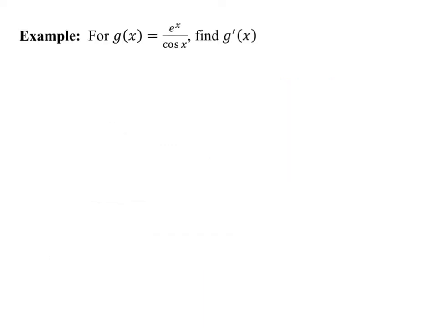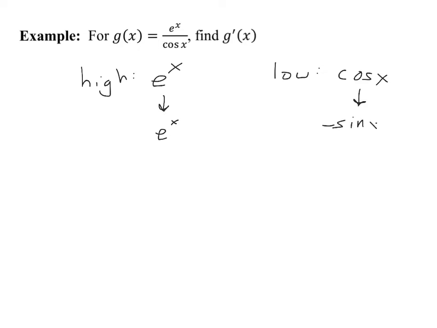Here's my next example. If the function g of x is e to the x over cosine x, find g prime of x. So just like we've done on these other problems, we're going to start by identifying what is the high function, what is the low function, and then we'll take those derivatives. The high function is e to the x. The low function is cosine x. The derivative of e to the x is e to the x. The derivative of cosine x is negative sine x.